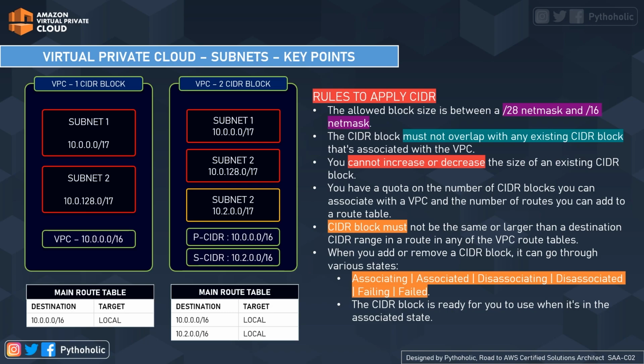And CIDR blocks must not be the same or larger than a destination CIDR range in a route in any of the VPC route tables, because of basic common sense. You cannot fit a 17-inch laptop in a 15-inch case, right? So you must remember that the CIDR block must not be the same or larger than a destination CIDR range in a route in any of the VPC route tables.